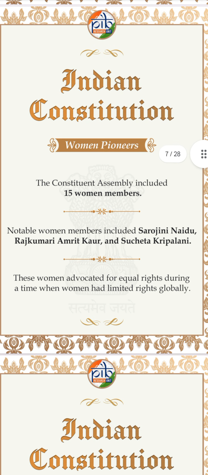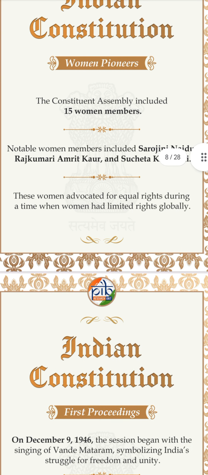Next, women pioneers in the Indian Constitution. The Constituent Assembly included 15 women members, notably Sarojini Naidu, Rajkumari Amrit Kaur, and Sucheta Kripalani. These women advocated for equal rights during a time when women had limited rights globally.